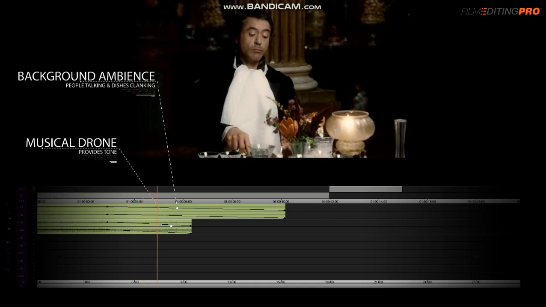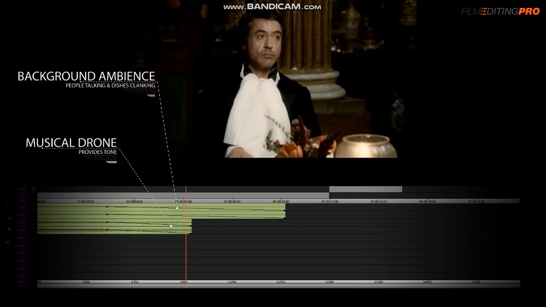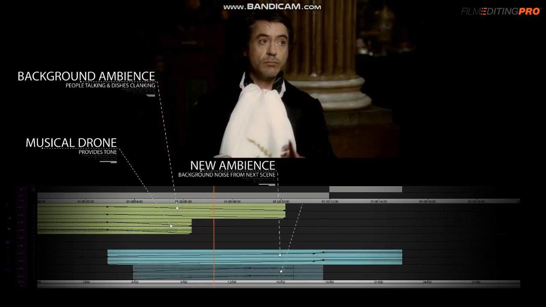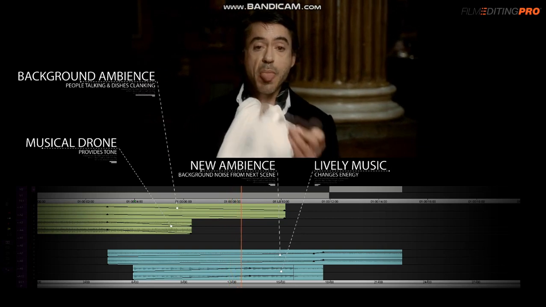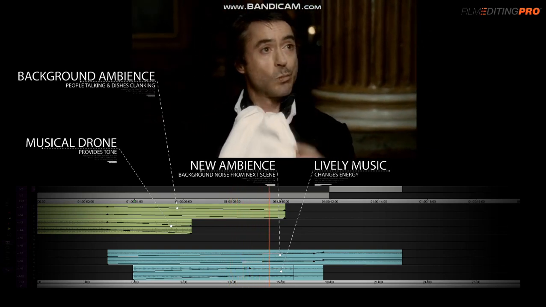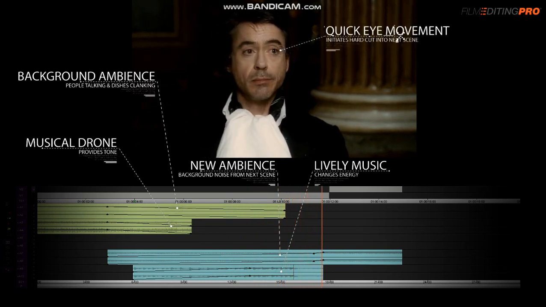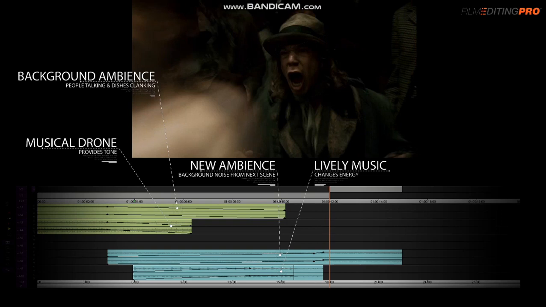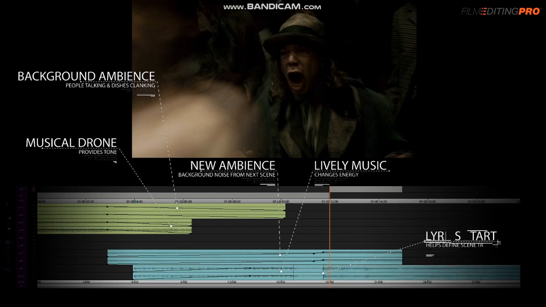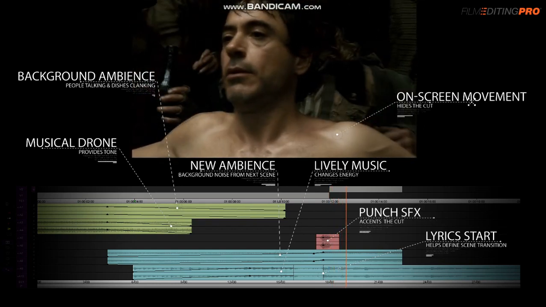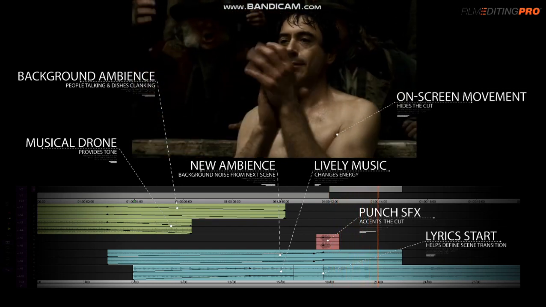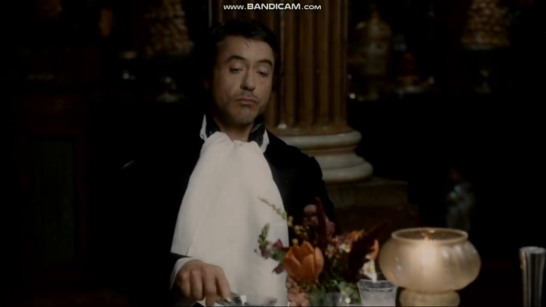But as the camera pushes in, the editor gradually starts to fade in the ambience of the next scene, as well as a lively piece of music that changes the energy of the moment entirely. As the audio levels on the music and sounds from the next scene increase, the editor uses a quick movement of the character's eyes to initiate a hard cut into the next scene. Now, to really sell the transition, the cut occurs at the same time the music starts the lyrics, and the cut is accented by the sound of a punch and quick on-screen movement of Sherlock getting knocked back against the wall. Alright, so let's look at it one more time.